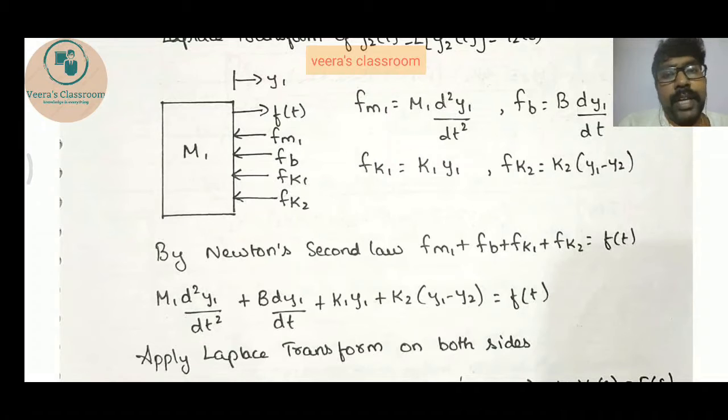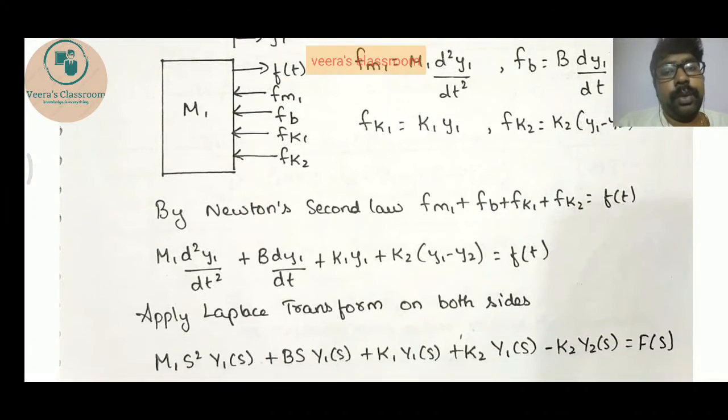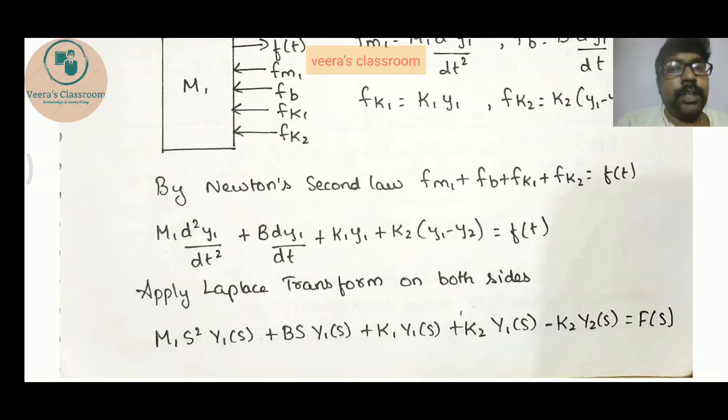So when you are going to apply Laplace transform for the first term, that is m1 d square y1 by dt square, the answer will be m1 into s square into capital Y1 of s. Similarly, when you are going for the second term, that is b into dy1 by dt, it will be b into s into Y1 of s. The s represents single differentiation. In the previous term, s square shows that it is double differentiation.